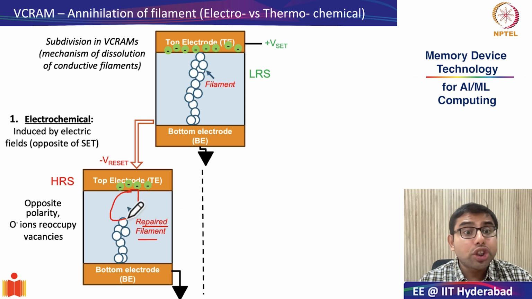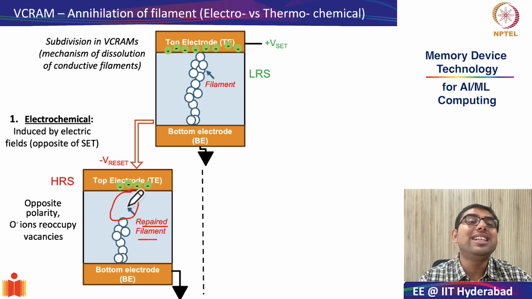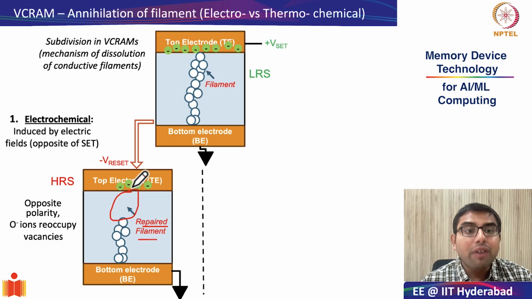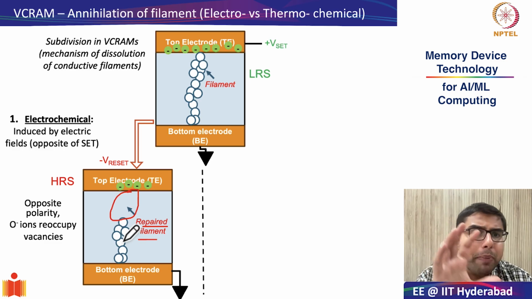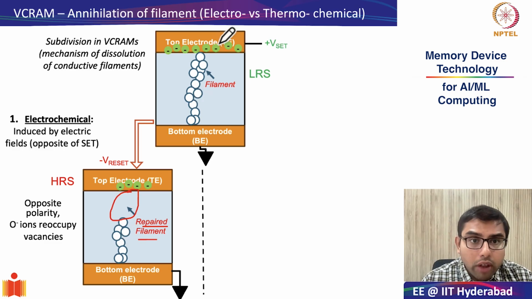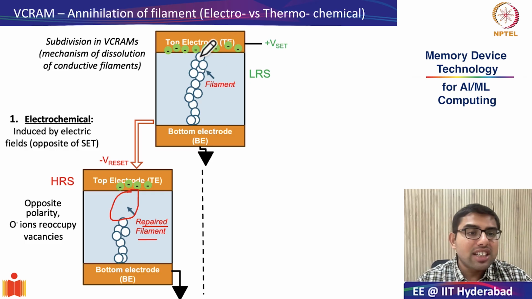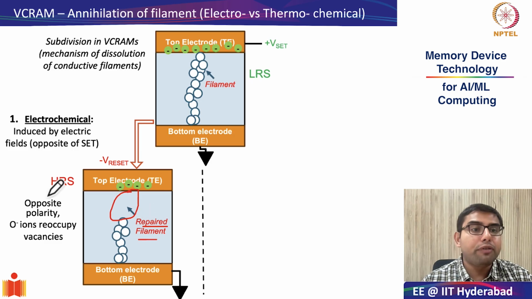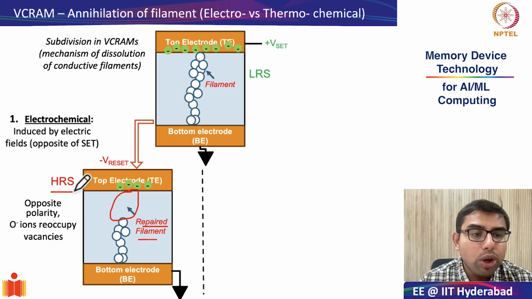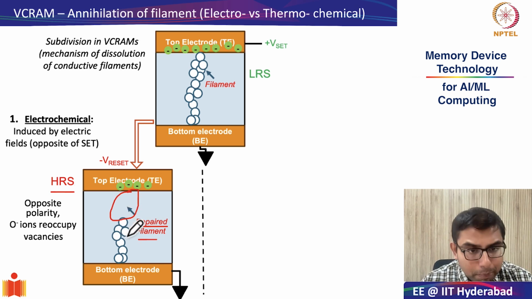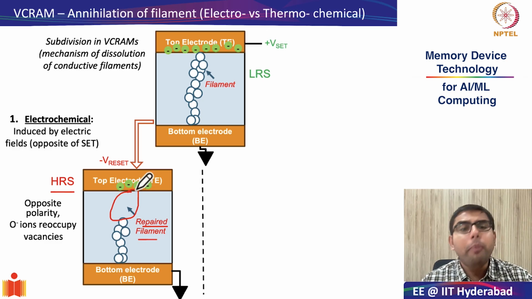Now remember, it is not true that the entire filament always gets annihilated. There is some bit of variation on which part of the filament will get annihilated, and later on we will see that will cause a lot of variability. But be that as it may, as we saw, these oxygen anions go and fill up these vacancy sites and it repairs the filament, and therefore your device goes back to your high resistance state. Why does it go back to the high resistance state? Simply because there is no direct connection of conductive element between the top and the bottom electrode.